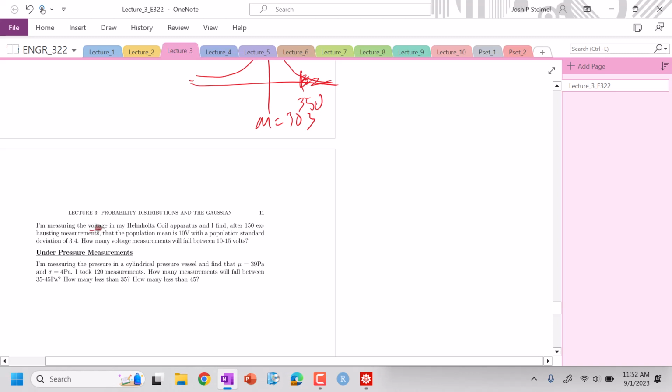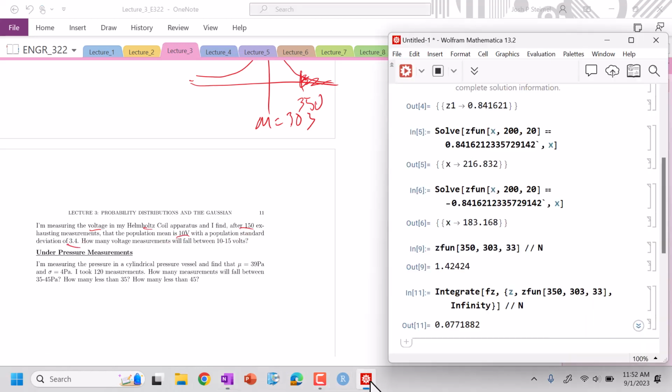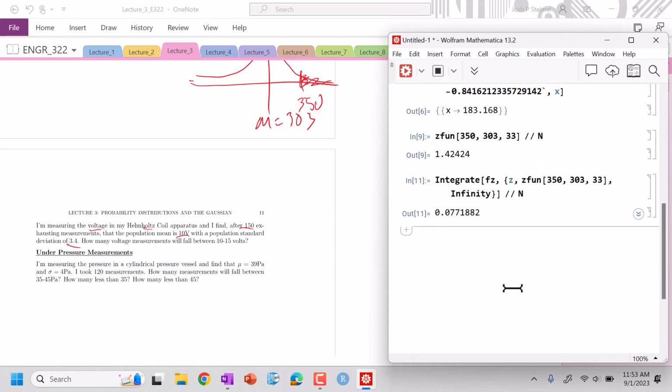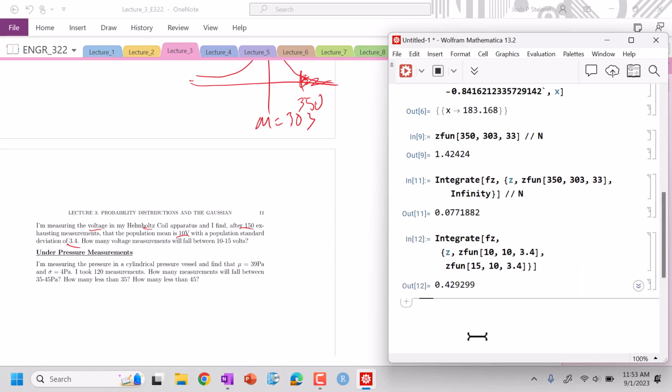All right, I'm measuring the voltage in my Helmholtz coil apparatus. I find after 150 experiments, good, large sample size, the population mean mu is this, the population standard deviation is this. How many voltage measurements fall between 10 and 15? We can do something similar here. I'm going to integrate f sub z between my z values: the z function where my measurand is 10 volts, population mean is 10, and the standard deviation is 3.4, and up to the z function of 15, 10, 3.4. So this is the percent, basically 42%.